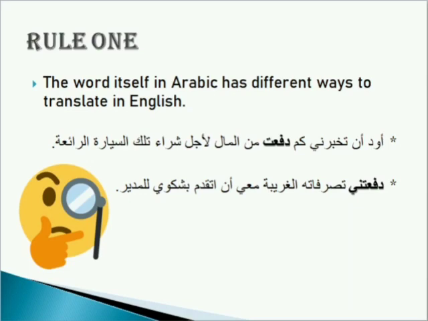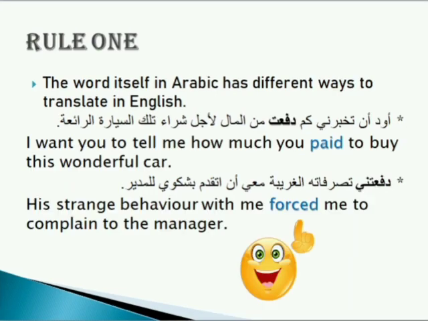The first one, أود أن تخبرني كم دفعت. أود أن تخبرني, I want you to tell me. كم دفعت, how much you paid. Maybe you wrote how much did you pay. This is wrong. You can't say how much did you pay. Why? Because it's a question inside a sentence. And when you put a question inside a sentence, you don't form it as a question. It's called indirect question. How much you paid. من أجل شراء تلك السيارة الرائعة. To buy this wonderful car. I hope that you answered it right.